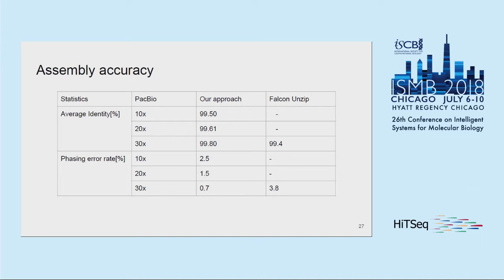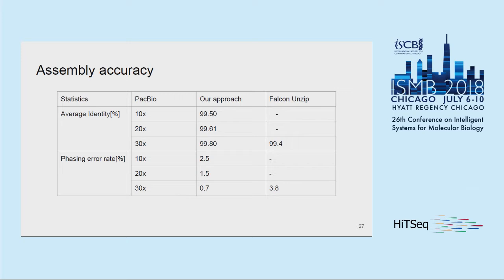And we see that as we increase the coverage, the average identity of the assemblies improves. And at 30x, we can deliver the assemblies with an average identity of around 99.8%, whereas Falcon Unzip can deliver an average identity of around 99.4%. And Falcon Unzip is not designed for lower coverages, so there are no numbers here. And now if we compare these numbers here, we see that we can deliver assemblies with the average identity of 99.5% even at a lower coverage of 10x.